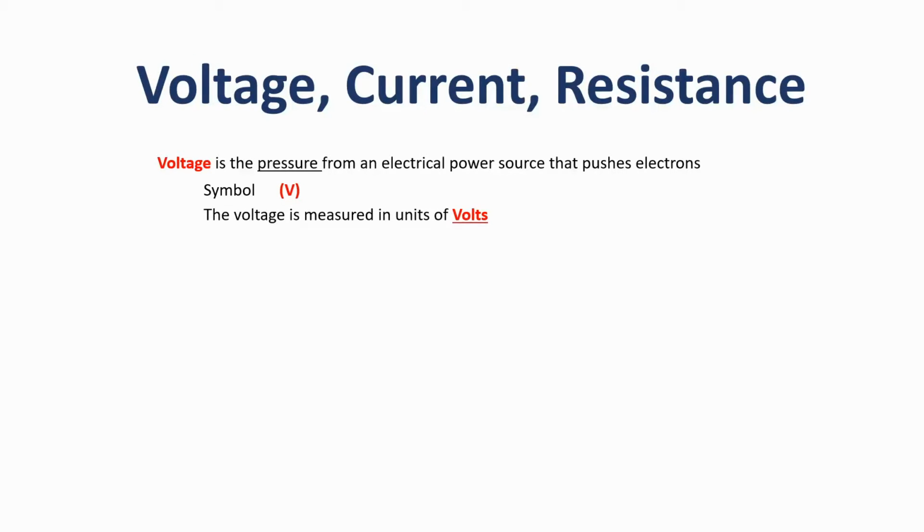Now, these units are very important because when we work with formulas and so forth, we must put the parameters in with the right units. And we'll discuss more on that later.